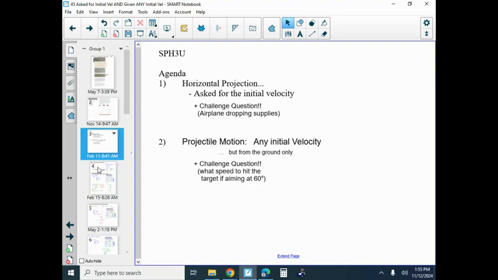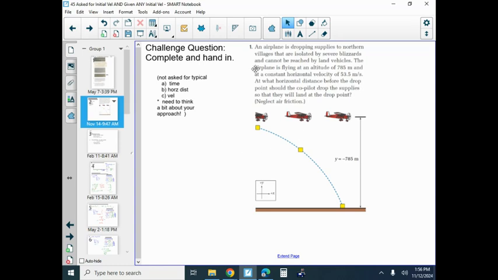So to start with, I'm going to look at horizontal projection. We're going to be looking for what the initial velocity is, which is a little bit of a trick, a little trickier than what we looked at yesterday. We'll start with that, and then there's a challenge question that challenges you to work your way through the same way.